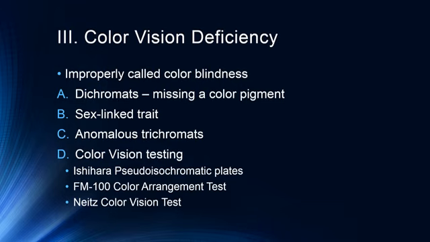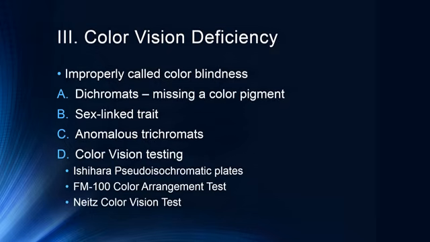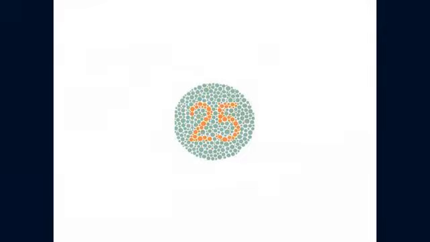So we're going to take a look at the Ishihara Pseudoisochromatic plates. There's also the Farnsworth-Munsell 100 color arrangement test. There's the Neitz color vision test. These are all different ways in which you can have your color vision tested. So this is a baseline plate where you should be able to see the number 25.